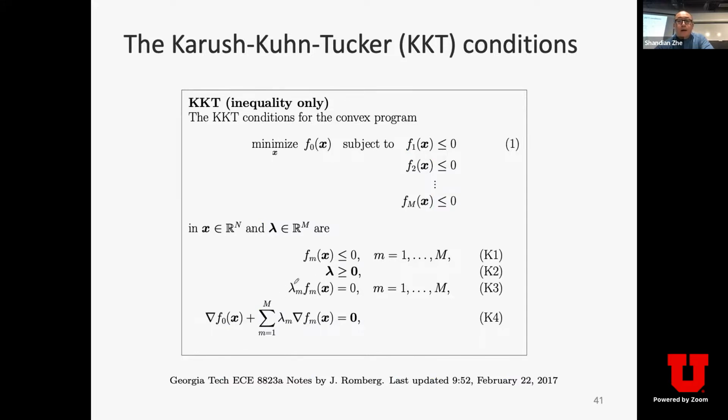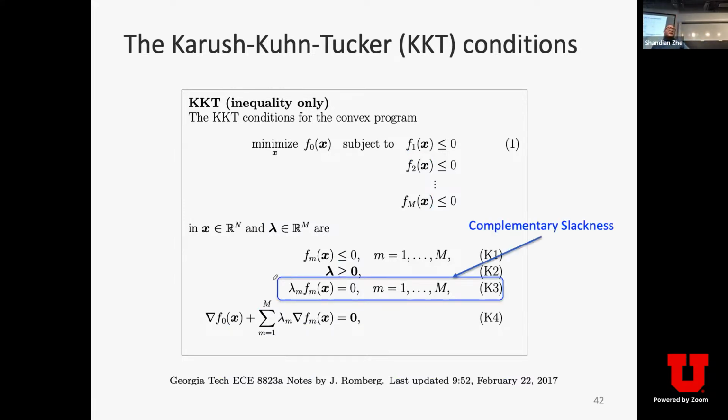And the third testing condition is very interesting. This is called complementary slackness. It just tests if the product of lambda m and the corresponding constraint function value on x is 0. So you could see that at least one term will be 0, right? Lambda m is 0, or the constraint function is 0. This is called complementary slackness.